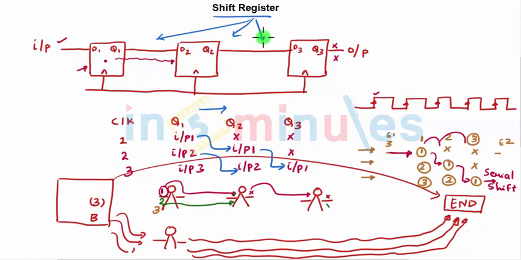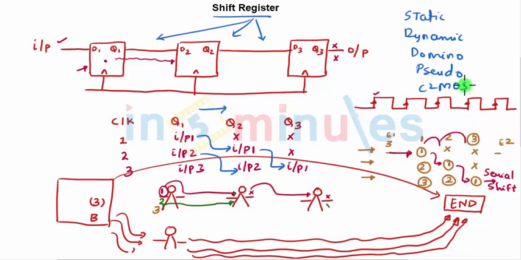Now, if you are asked to implement a shift register in any style, say static, dynamic, domino, pseudo, CMOS, etc., please refer to the previous clips, because we have already done the implementation of the D flip-flop in all the different styles, and it is going to be exactly the same because it's a combination of D flip-flops. When I have 3 D flip-flops, I can shift 3 bits. So this is the basics of shift register.